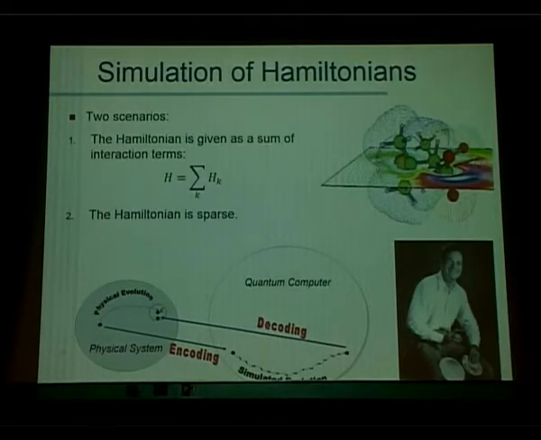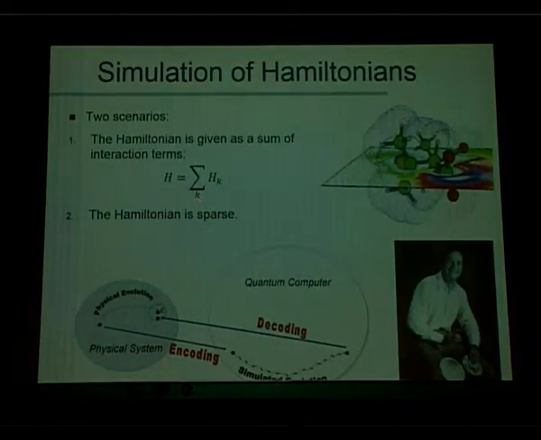So there's two main scenarios which we're interested in. One is the older type of scenario where you have a Hamiltonian which is explicitly given to you as a sum of terms. And the other scenario is that where the Hamiltonian is sparse. And this is a more general type of situation which includes these sums of Hamiltonians as well as allowing you to apply these simulation methods to derive new algorithms.